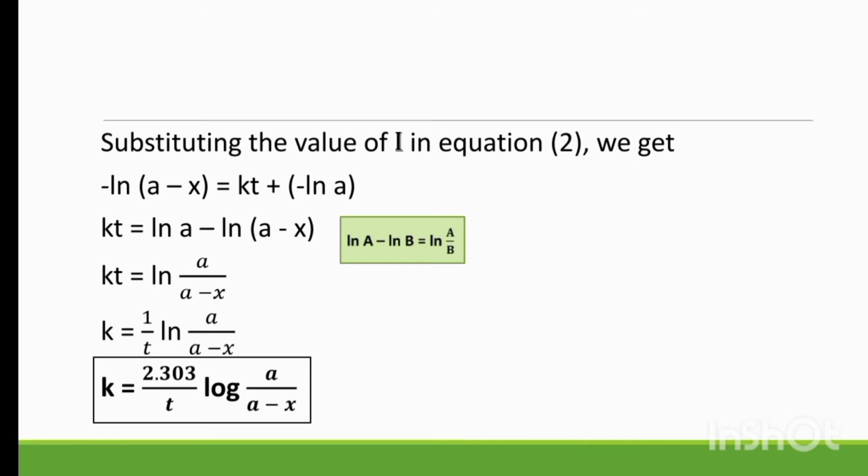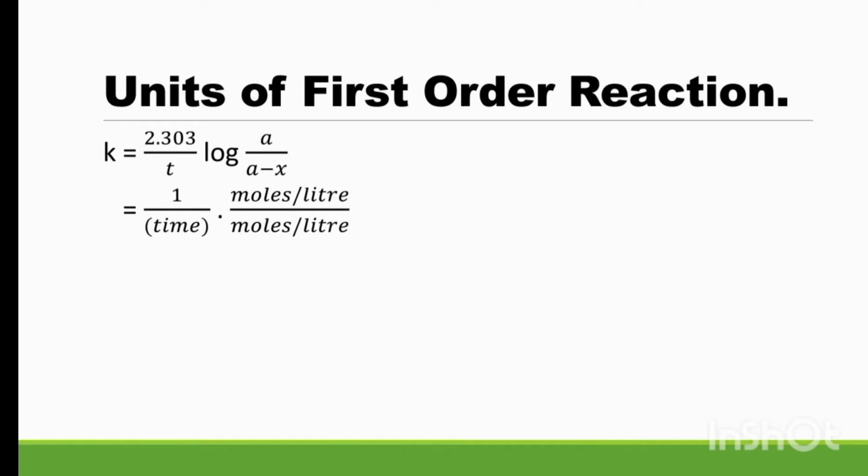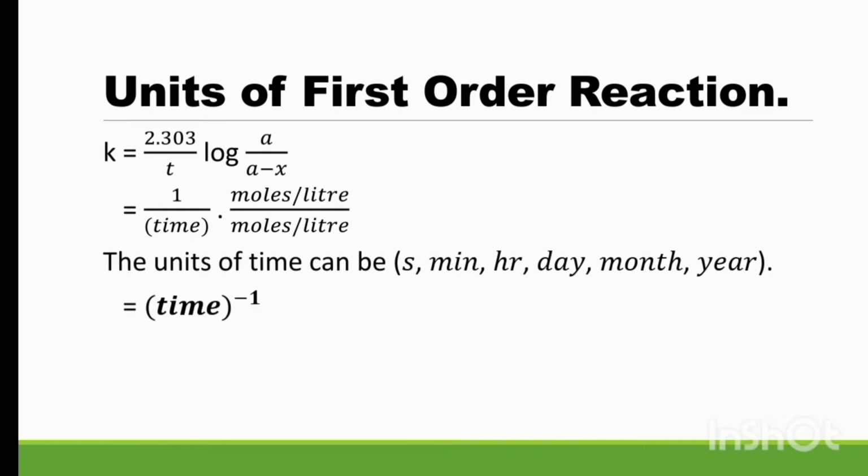Now we are going to see the units of first order reaction. We consider the rate law expression for the first order reaction and substitute the units of each of the components. Since 2.303 is a constant, we put the unit as 1. Instead of t, we substitute the units of t. The units of time can be seconds, minute, hour, day, month or year, etc.